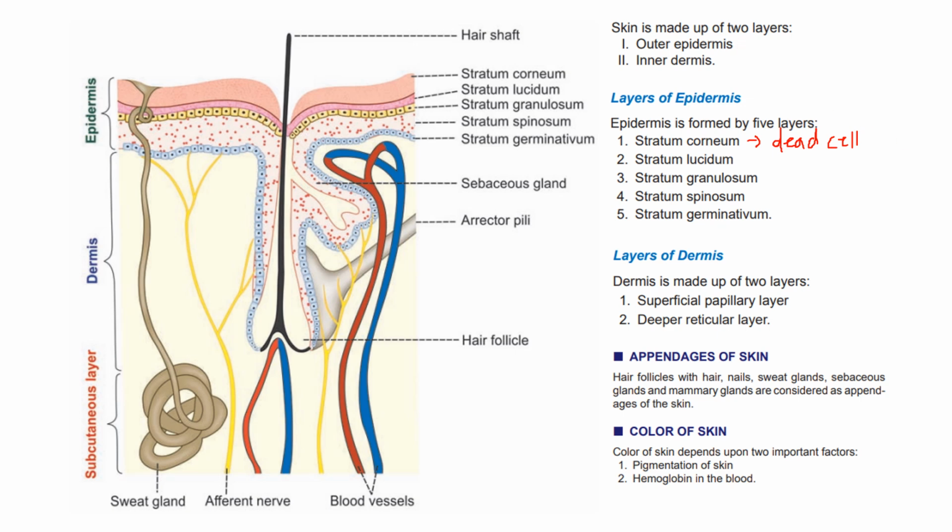Okay, so this was just an introduction. When we talked about the layers of epidermis, there are five layers. Then we have layers of dermis. There are two layers of dermis, that is the superficial papillary layer and the reticular layer. Then hair, nails, sweat glands, sebaceous glands, and mammary glands, all of these are known as the appendages of skin. And then we talked about the two factors that the color of skin depends on, that is pigmentation of skin and hemoglobin in the blood.